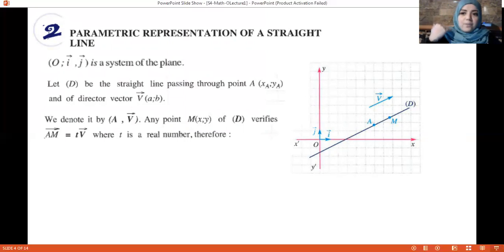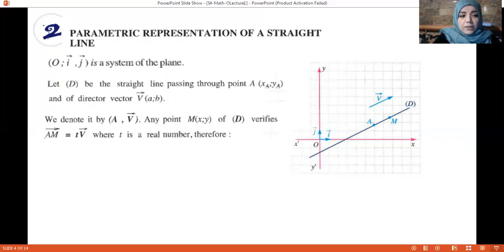Okay, this is from the previous chapter about vectors. You know that I can represent two vectors with a real number between them. So for example, if I say AB equals 2 CD, that means AB and CD have the same sense, but AB is 2 times bigger than CD. And here I have the same case. I have a vector AM, which is equal to tV. I wish that it's clear for now.